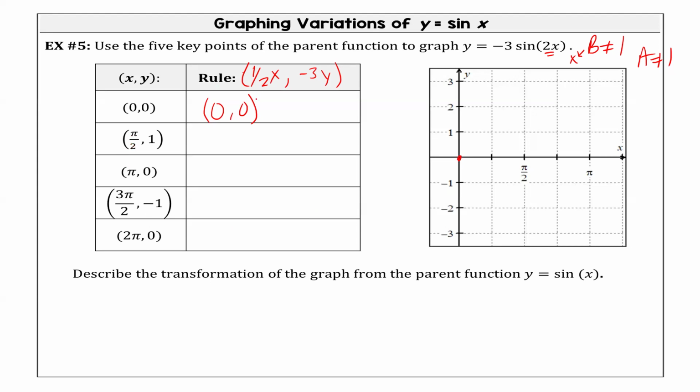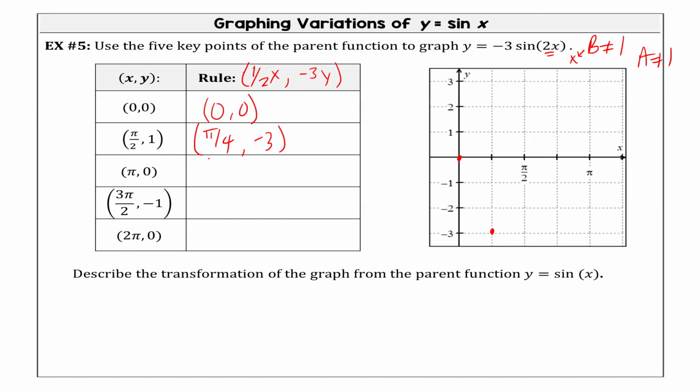Pi over 2 times 1/2 is pi over 4. 1 times -3 is -3. Pi over 4 is halfway between pi over 2 and 0. So from here, I'm going to drop down to -3.